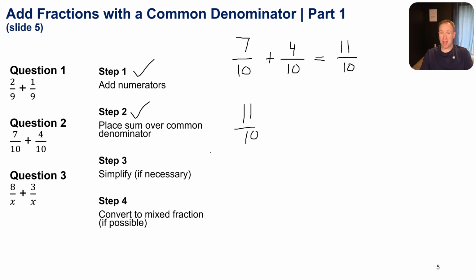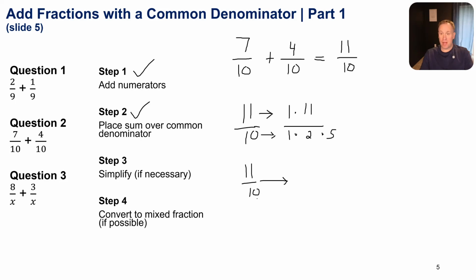can actually not be simplified. How I know that is 11 is a prime number. The only factors of 11 are 1 and 11, so 1 times 11. And if I did the prime factorization of 10, that would be 1 times 2 times 5. Do you see how there are no common factors other than the number 1 itself? Since there are no common factors, that means it can't be simplified. But 11 over 10 can be converted to a mixed fraction.